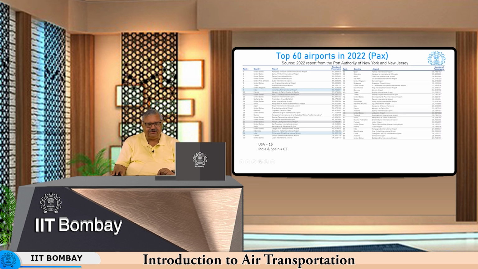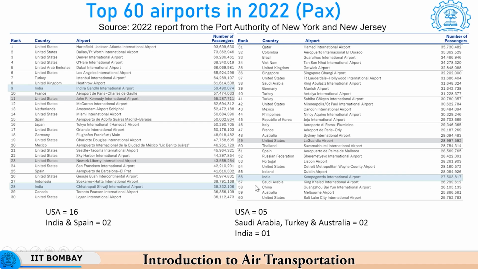If you look at rank number 31 to rank number 60, you see that there are another 5 airports in the US. Now, Saudi Arabia, Turkey, Australia, they have 2 each, and one airport, which is the Bengaluru Kempegowda International Airport, is number 56. So, in top 60, India has 3 airports, keeping in mind the passenger capacity carried. At the Kempegowda airport, you have around 27 million passengers. 27 million, 38 million and 59 million.